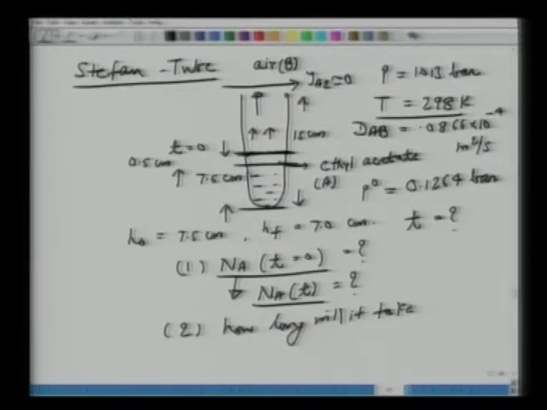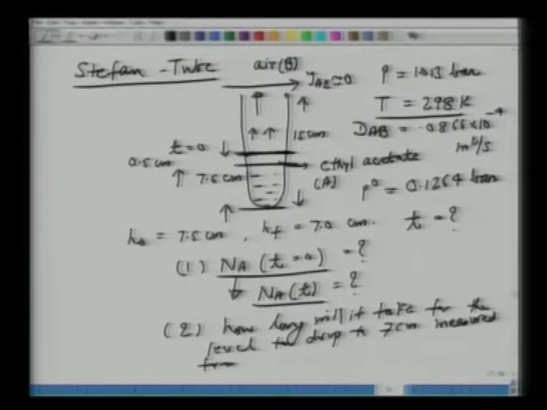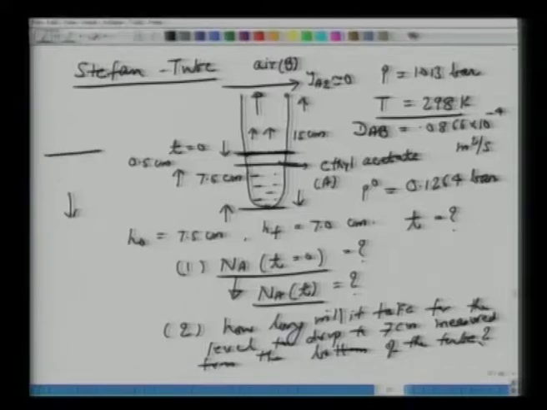How long will it take for the level to drop to 7 centimeter, measured from the bottom of the tube? So now let's revisit this tube. Here the level decreases with time. So first we have the level here, now it decreases here, and every time there is evaporation of ethyl acetate here.